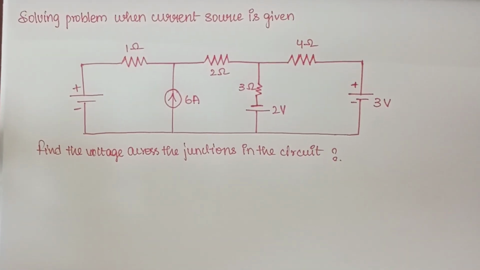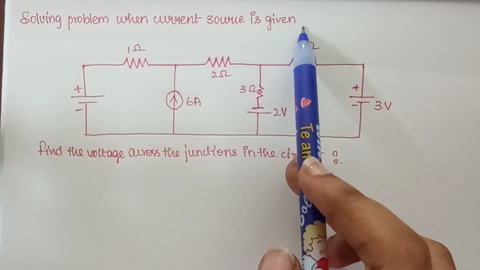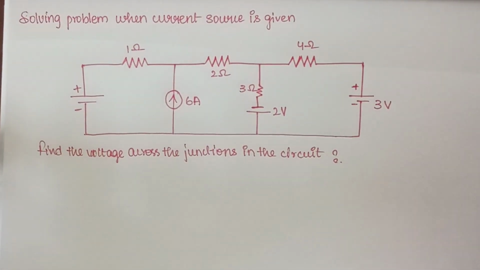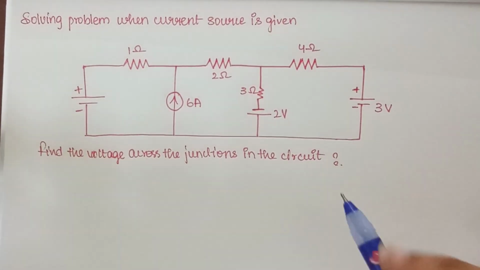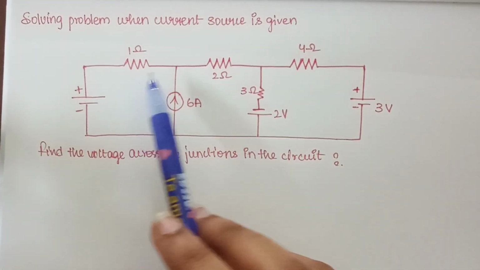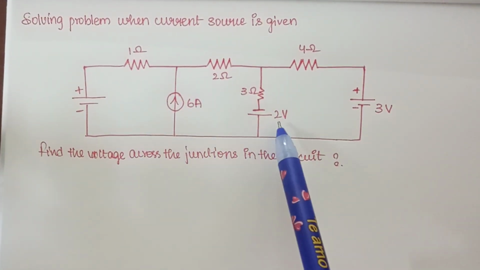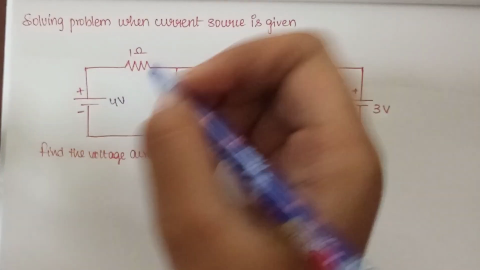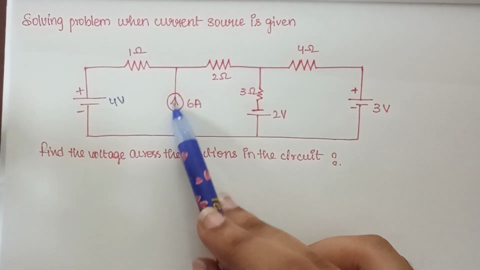So in this video we'll see how to solve a problem using KCL when a current source is given. In the first video we solved it using a simple circuit. In the next one we used resistors and currents with unknown directions of current. But in this case we were given 1, 2, 3, 4 resistors and 3 voltages. This value is 4 volts, and we were also given the direction of current for this junction.